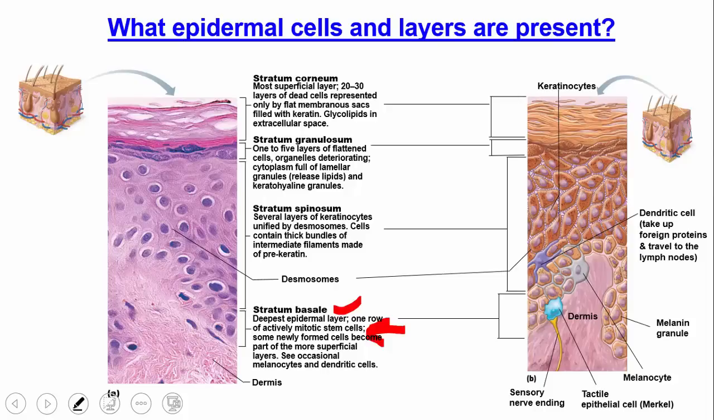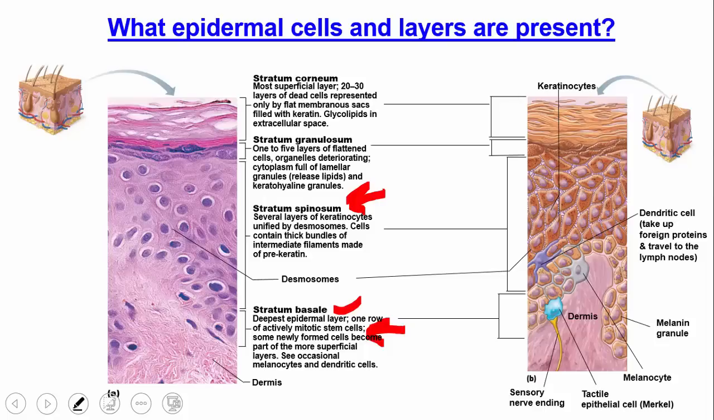If you work your way up, the next region up here is the stratum spinosum, and that has several layers of keratinocytes. Keratinocytes, a little hard to say, it's a mouthful. And these are really unified by desmosomes. Remember, desmosomes are linkages between cells that give strength. And so that's something that's really sort of neat.